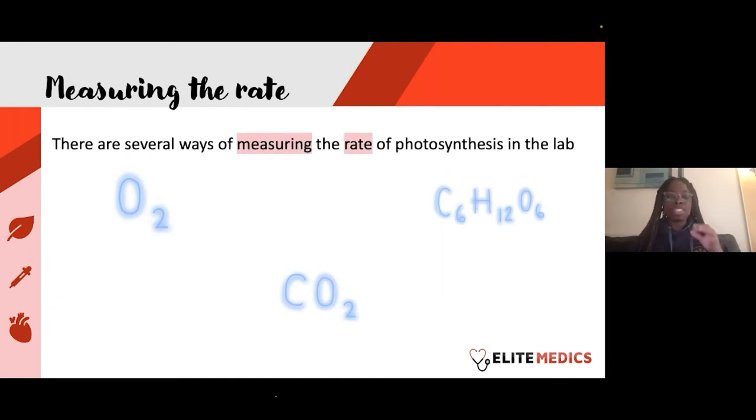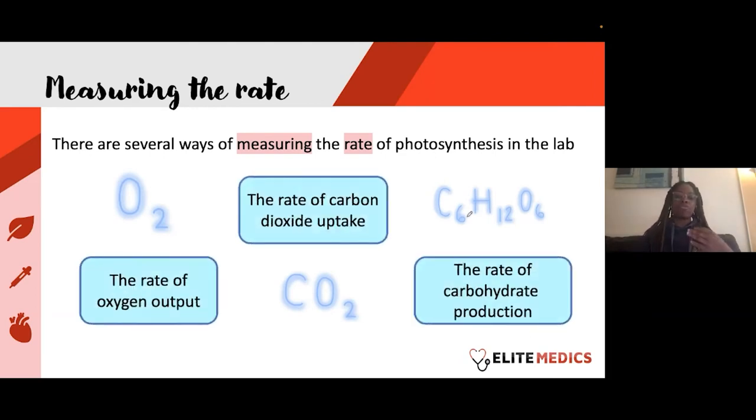So there are several ways, as you can see in these three examples, of measuring the rate of photosynthesis in the lab. We have the rate of oxygen output, the rate of carbon dioxide uptake, or the rate of carbohydrate production. And we know that we can look at oxygen output because photosynthesis produces oxygen. So if we measure it, it will start at zero. And if you have a graph of this, oh, that's so wonky.